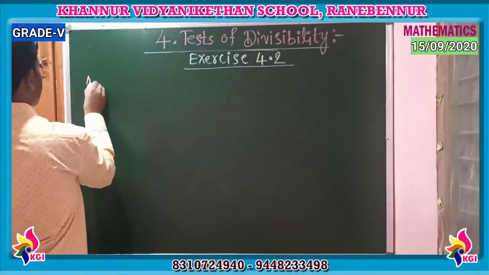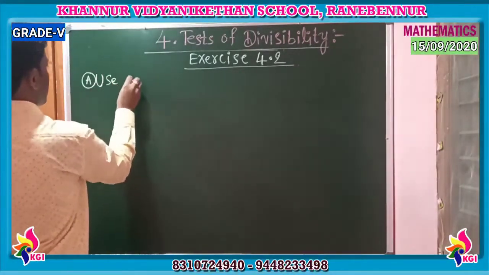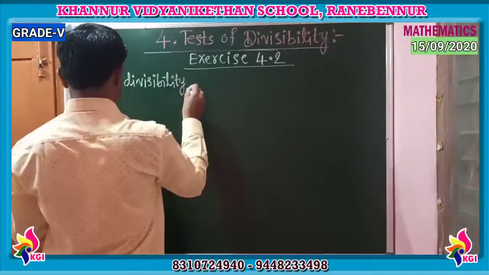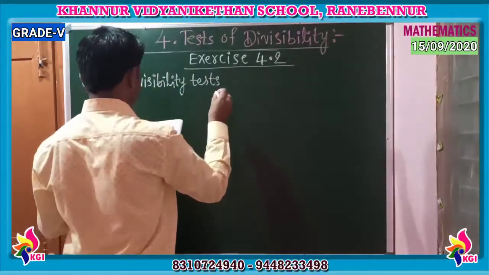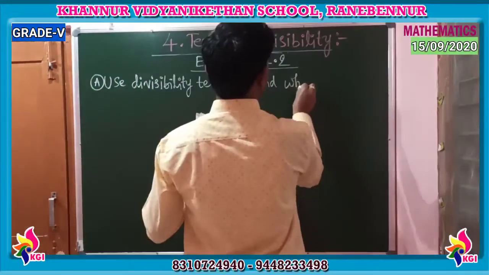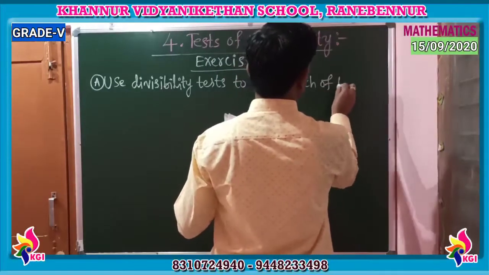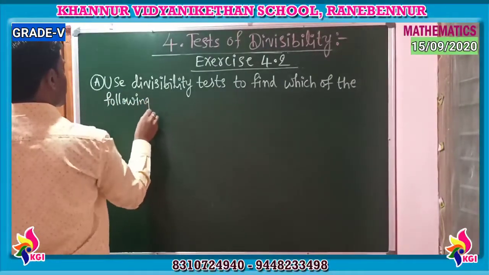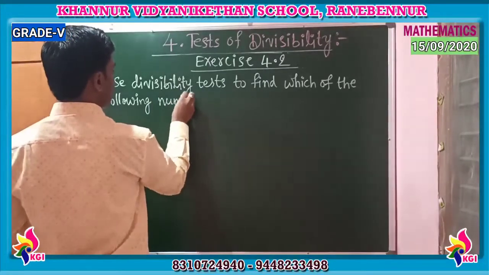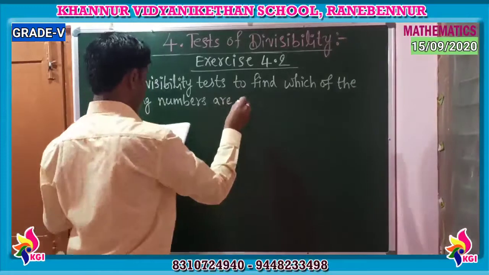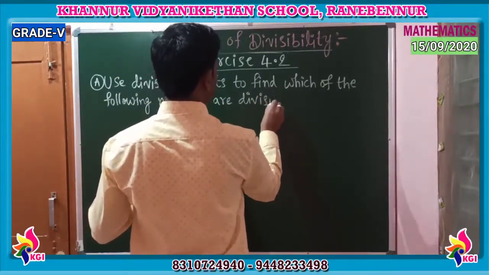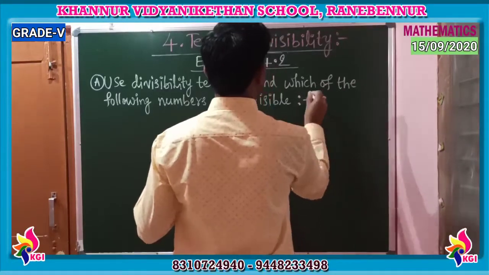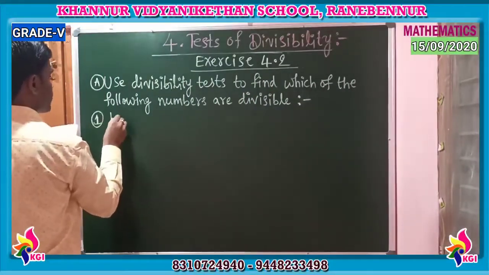The first question is saying: use divisibility tests or rules, you can say rules also, to find which of the following numbers are divisible by. First one, 8. Which numbers are divisible by 8?